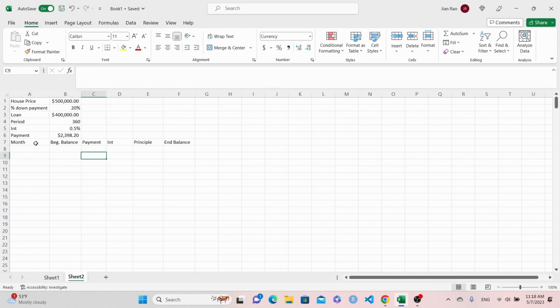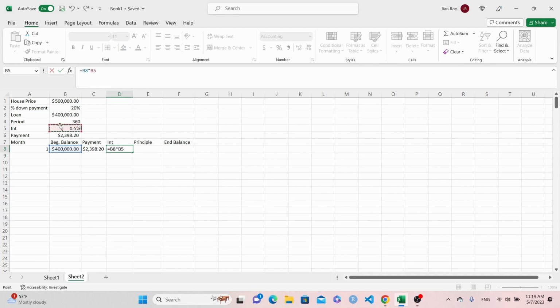So now I'm going to calculate a schedule. Basically, it will tell you per month how much payment you're going to make, what the interest part of the payment is, what the principal is that you pay down on the loan you borrowed, and then the ending balance. Let's calculate month one. The beginning balance is the loan amount, 400,000. The payment is a fixed amount, which is 2,398.20. The interest is the beginning balance times the interest rate. That's the portion of the total payment you make for interest in the first month. The principal is what you pay down, the total payment minus the interest you pay. So that's 398.20.